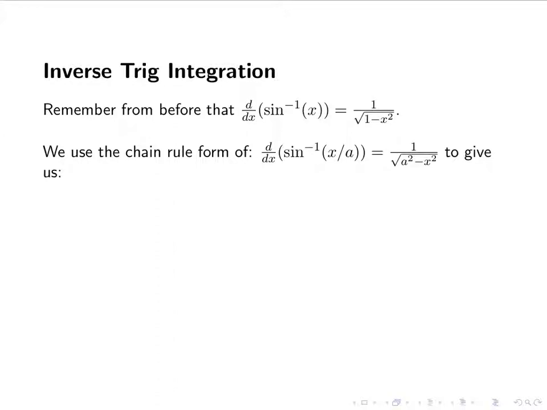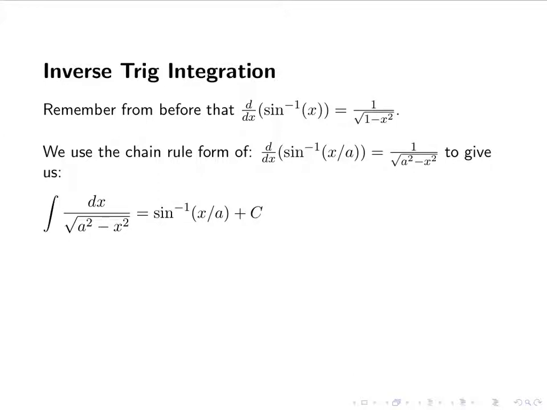And that's going to give us, with the chain rule and a little bit of algebra, 1 over the square root of a squared minus x squared. So if we use this differentiation and go backwards, we get that the integral of dx over the square root of a squared minus x squared is sine inverse of x over a plus a constant. So this is going to be one of the main things we're going to use.